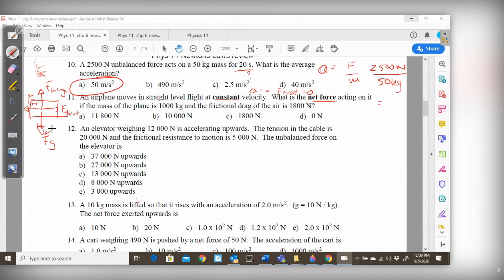And that's going to be equal to our 1,800 newtons because it's a constant velocity. Net force is going to be equal to 0.